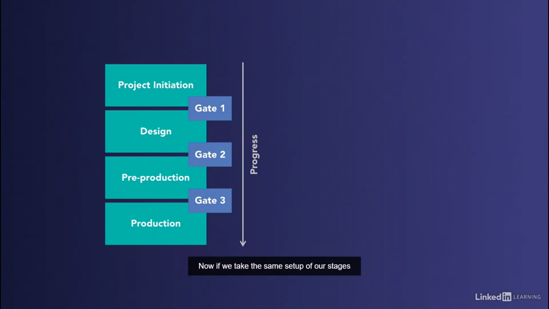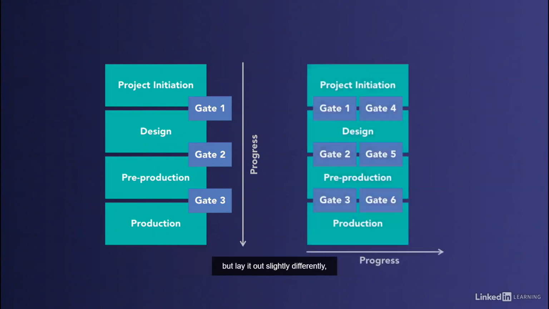Now, if we take this same setup of our stages going from top to bottom, in a little bit different view, laid out slightly differently, we have our project initiation at the top, same stages in the same order. Notice what I've done. I've put in more gates and they're smaller. One of the opportunities that we have with Agile when introduced in combination with StageGate is that you have the ability to put in a few more gates so that you can make finer decisions over some of the business decisions that you make during the project process.